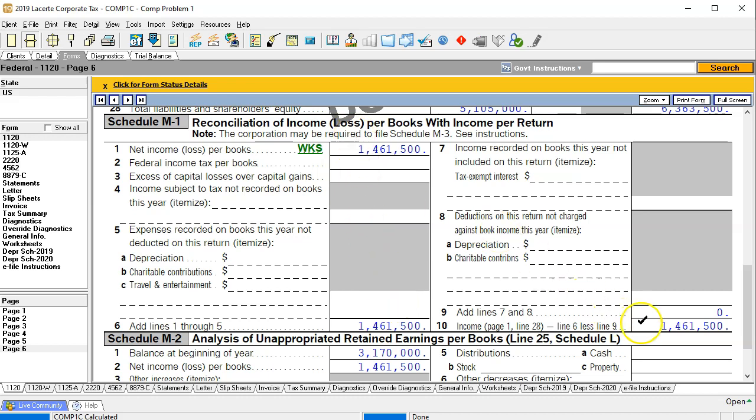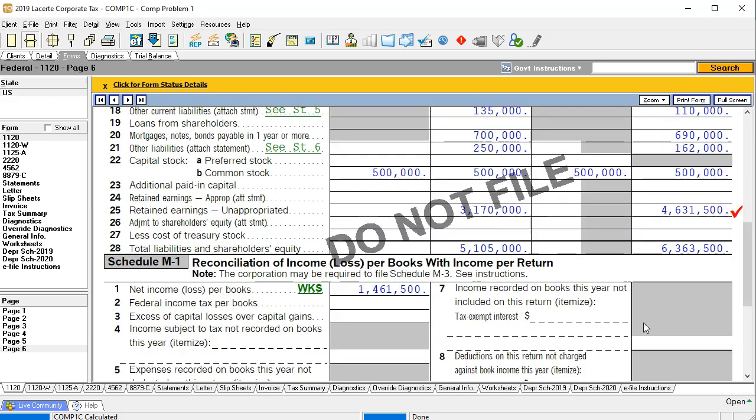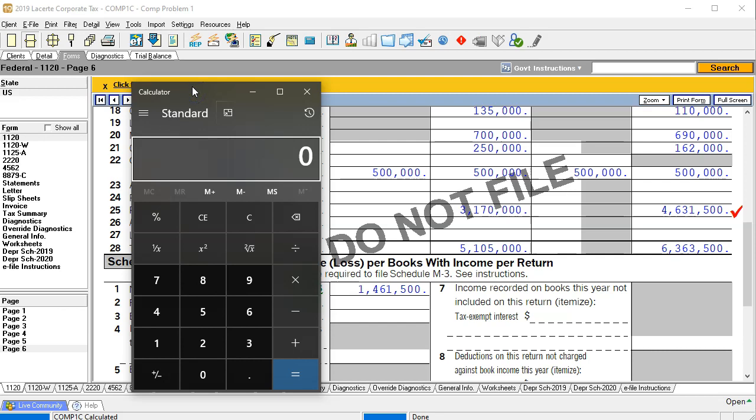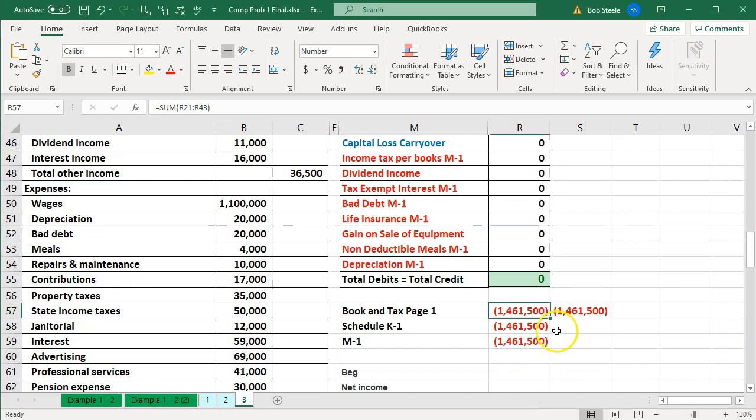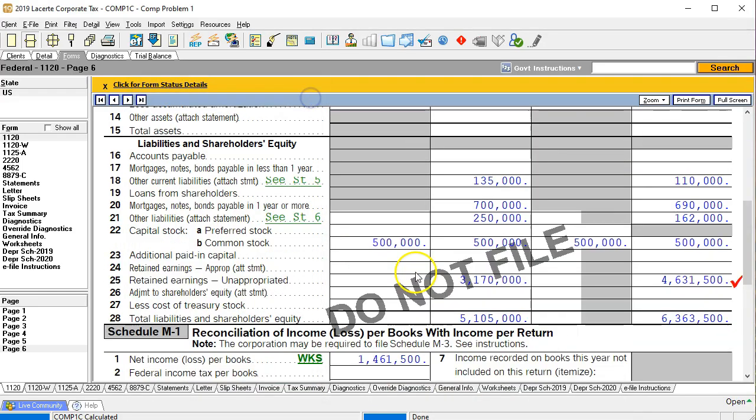Now this number is the same as this number. There's no reconciling differences. Therefore, the difference between these two numbers should now be equal to our net income. So you would think then if I took the 4,631,500 minus the 3,170,000, I get the 1,461,500. That ties out to what I would think it would be. Now, it still doesn't put us in balance here. So we're still not in balance.